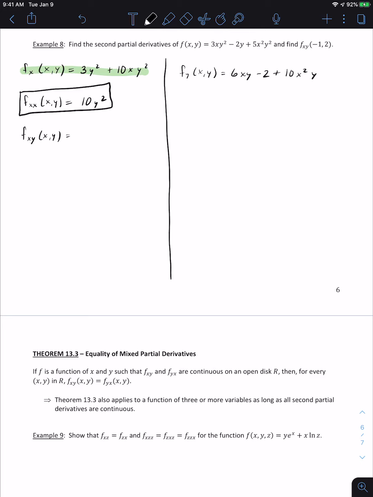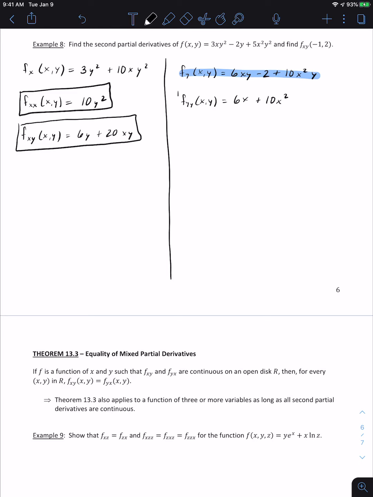If I did that, I'd end up with 6y plus 20xy. Okay, so now how about if I look at my y partial derivative, and I take the partial derivative with respect to y again? If I did that, I would get 6x, the derivative of minus 2 is 0, and then plus 10x squared.